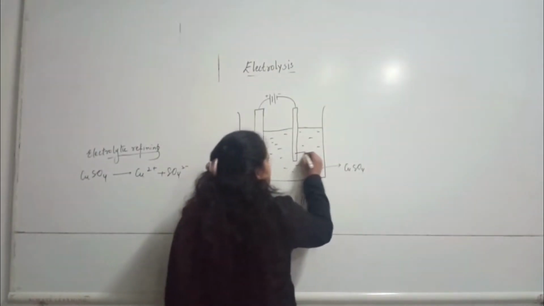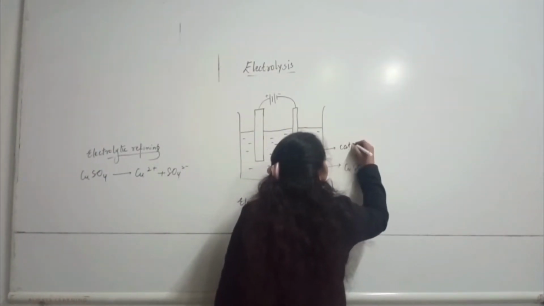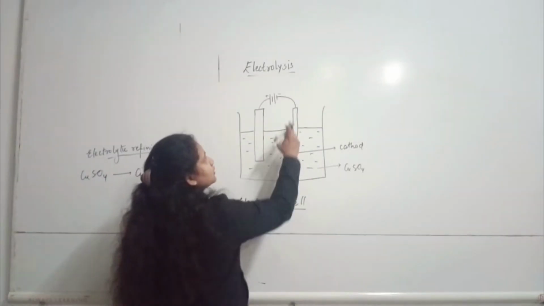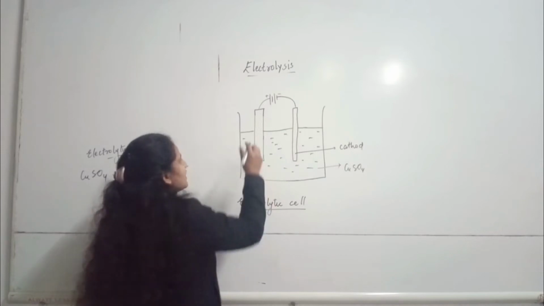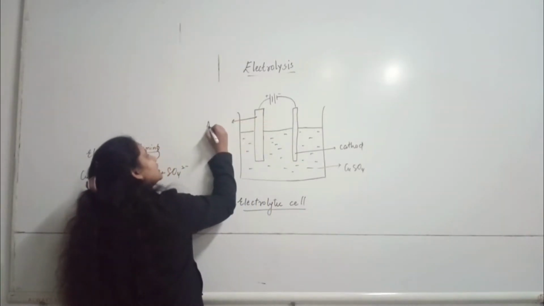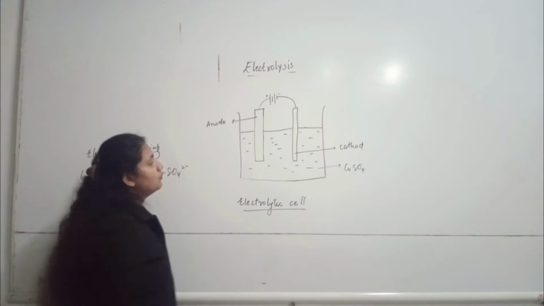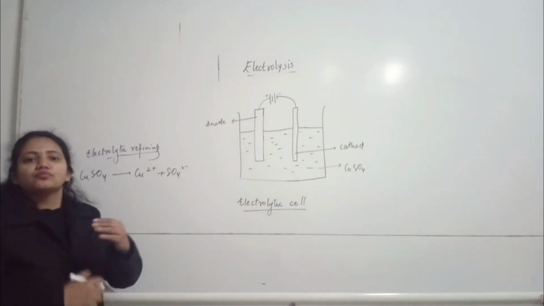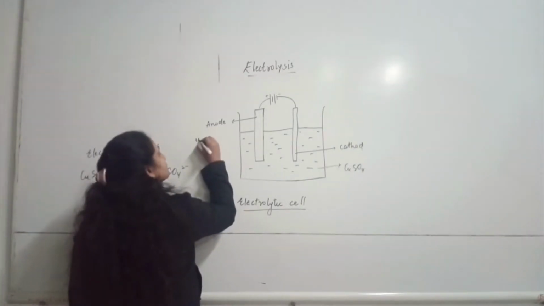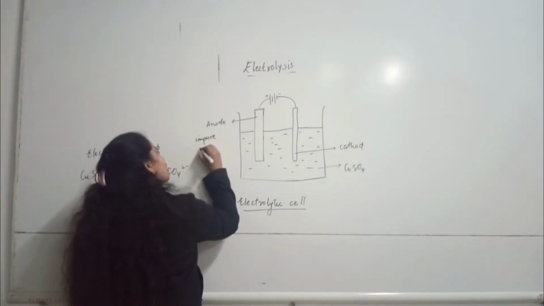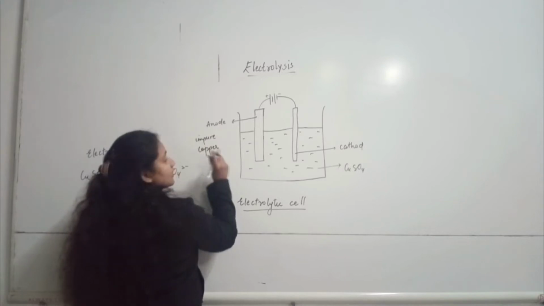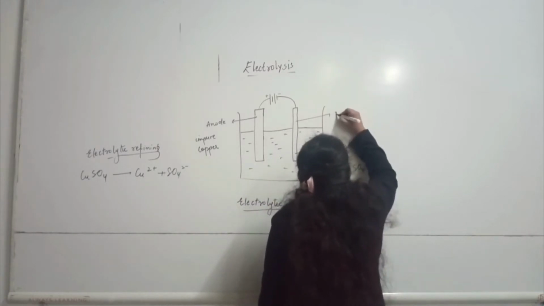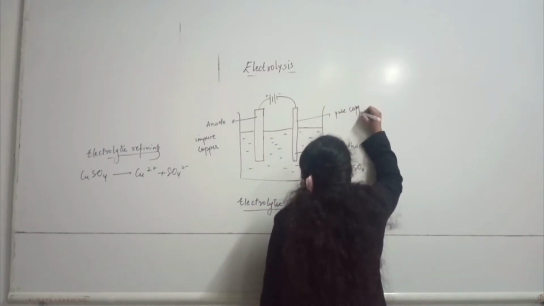This will work as the cathode. A cathode is an electrode which is connected to the negative terminal of the battery, whereas this will work as the anode. Normally, the anode is the substance to be refined, so here we will take impure copper as the anode, whereas at the cathode we will take pure copper.